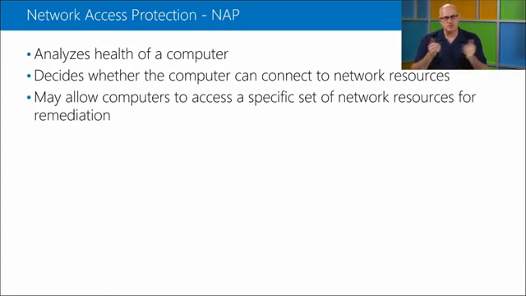So a computer gets booted up, it goes through the rule checking. Does it meet criteria? Does it not meet criteria? If it meets criteria, it connects to the network. If it doesn't meet criteria, you can set it up where it gets sent to an area for remediation to enable it to come back into compliance.